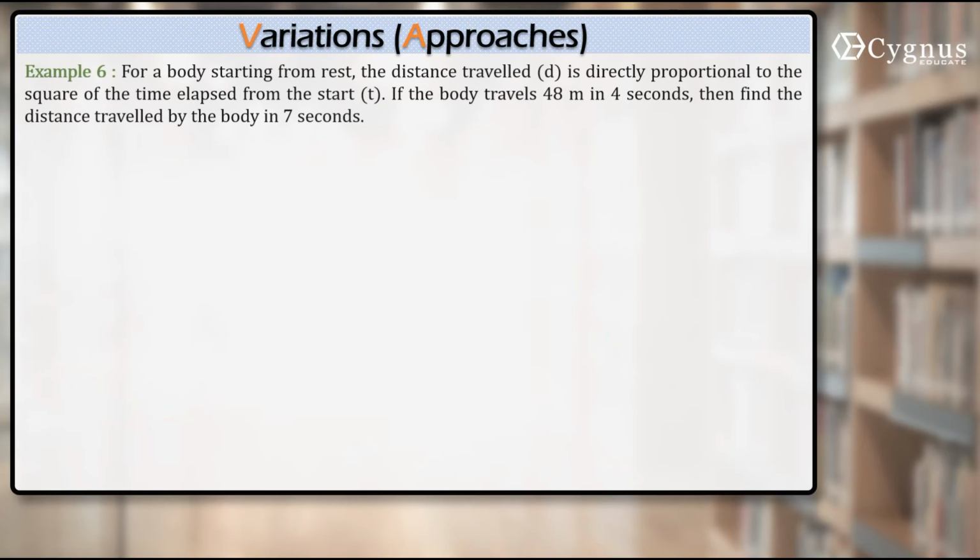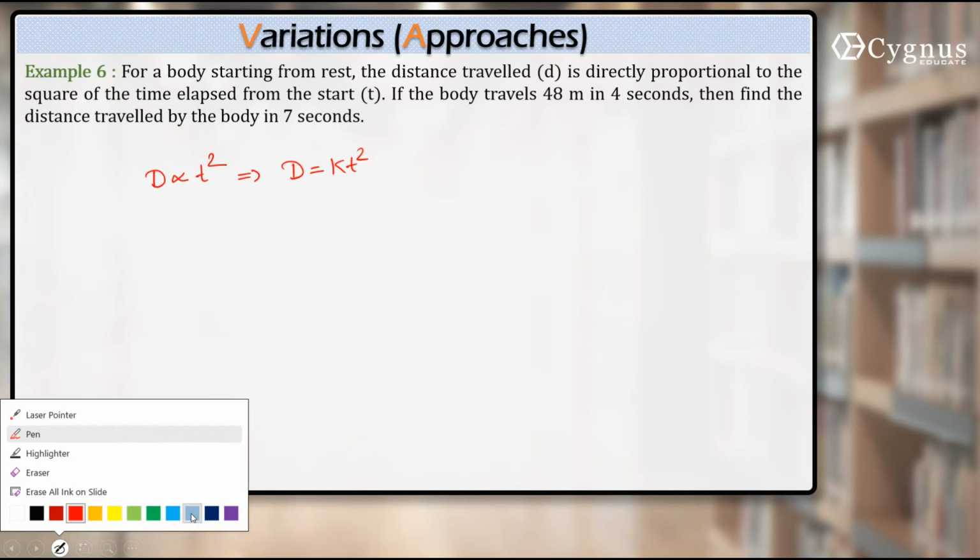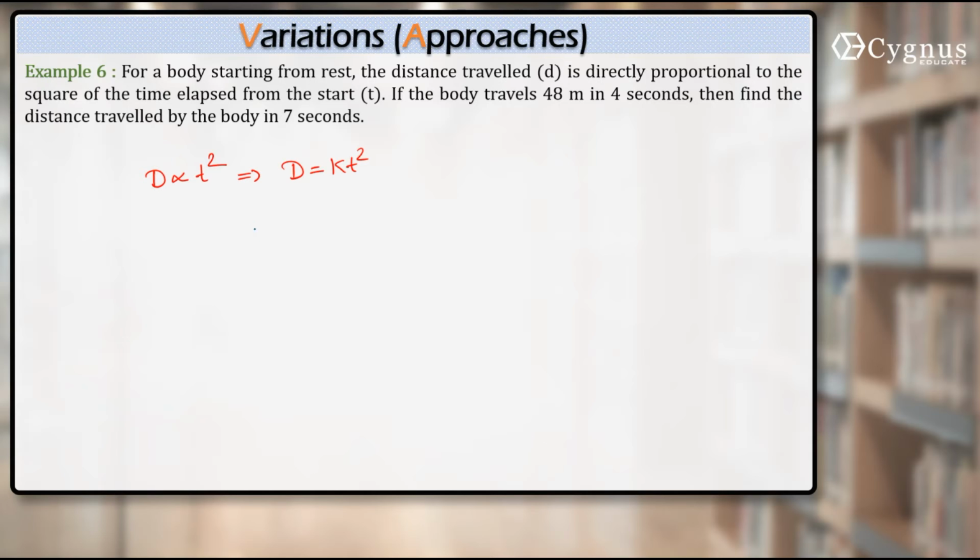Now let's look at a few questions here, and we'll talk about the approach also. For a body starting from rest, the distance traveled is directly proportional to the square of the time elapsed from the start. Now, what's given here? Distance is directly proportional to time square. So, can we say d is equal to kt square? Yes or no? Now, how do we solve the question? Look at the data given here. If a body travels 48 meter in 4 seconds, then find the distance traveled by the body in 7 seconds.